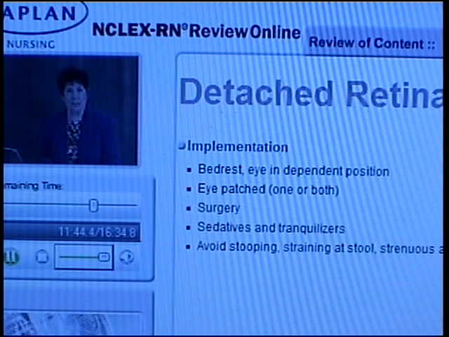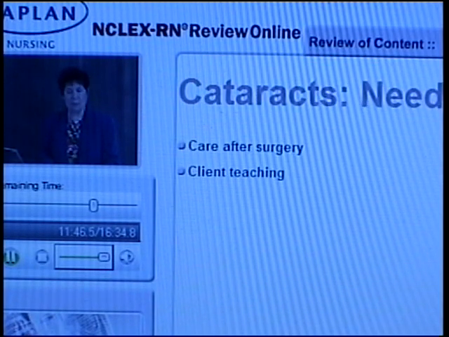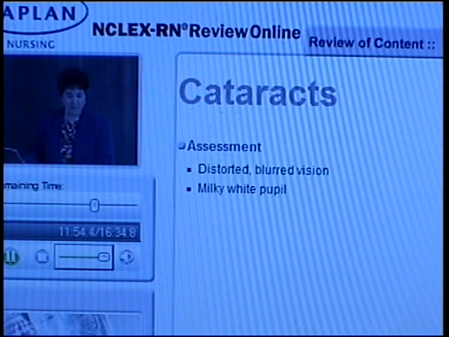Let's talk about cataracts. The type of things you need to know with cataracts is the care after surgery and especially the client teaching. Cataracts is the most common cause of visual impairment and the third most common cause of preventable blindness.